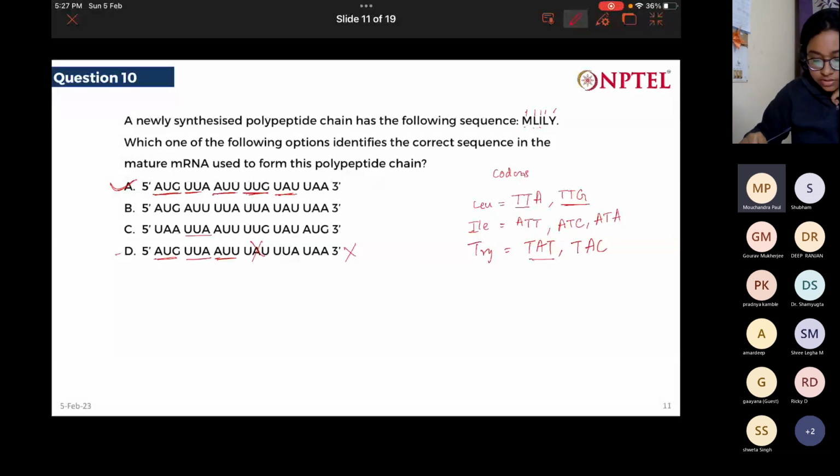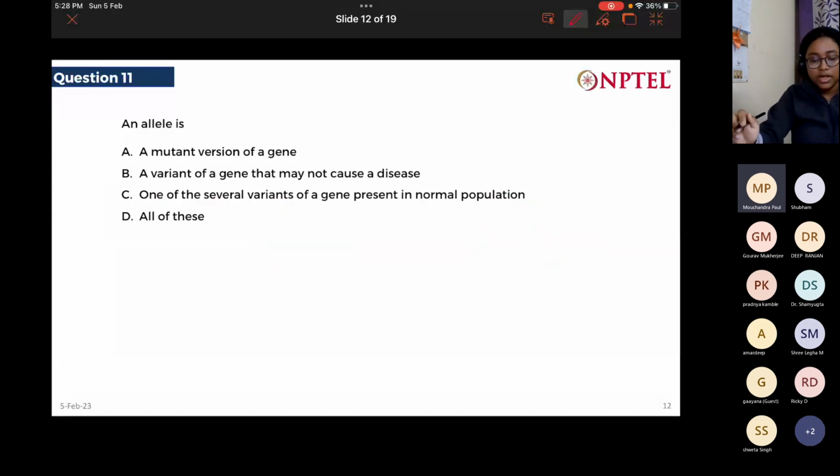Now moving on to the next question. What is an allele? Is it a mutant version of a gene, a variant of a gene that may not cause a disease, one of several variants of a gene present in the normal population, or all of these? I would request that one of you speak about what you understand by the term allele. This question is based on the definition of an allele.